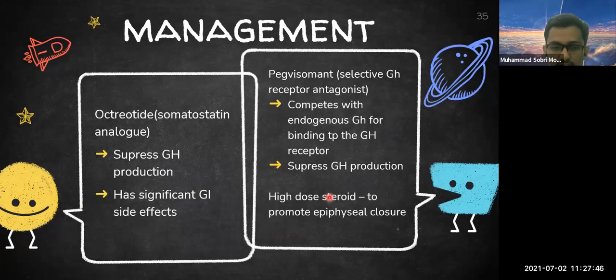Okay, so for last part is the management. So as I have just been talking about, especially the growth hormone excess, we can give octreotide, the somatostatin analog, to suppress the growth hormone production. That has a significant gastrointestinal side effect. And other, we can use pegvisomant, which is a selective growth hormone receptor antagonist that will compete with the endogenous growth hormone for binding to the growth hormone receptor, and also will suppress the GH production. And also in children, we can give steroids to promote epiphyseal closure.